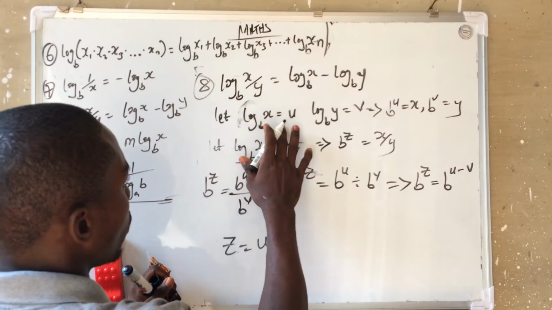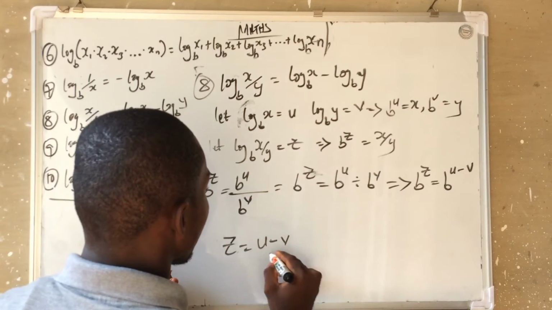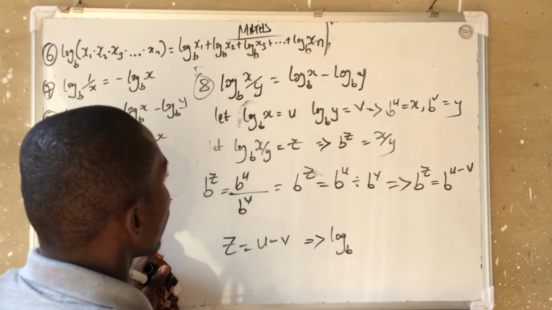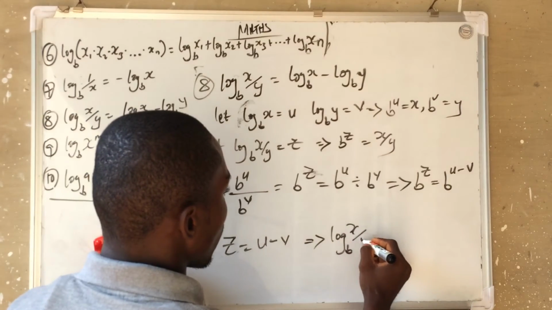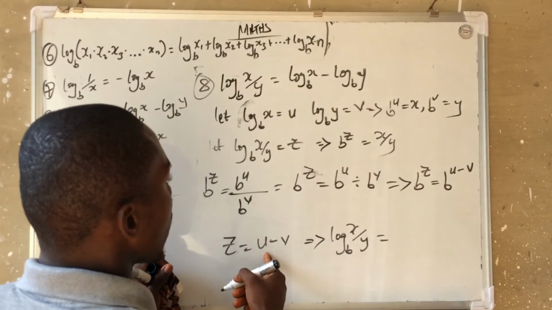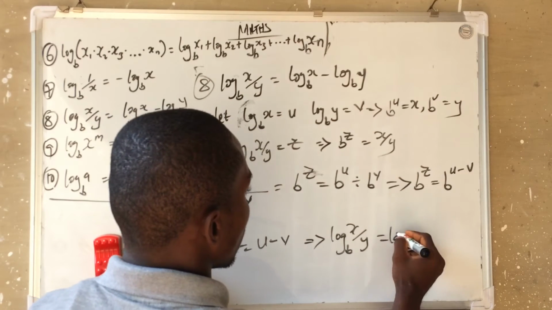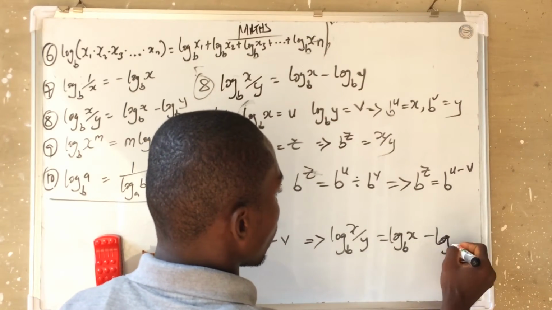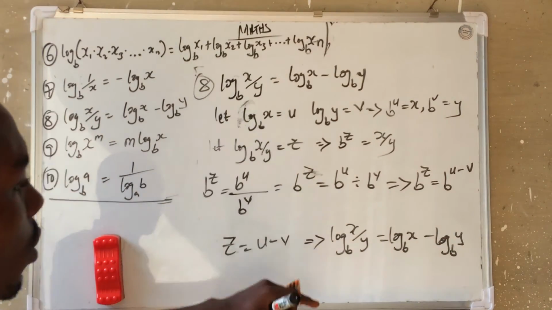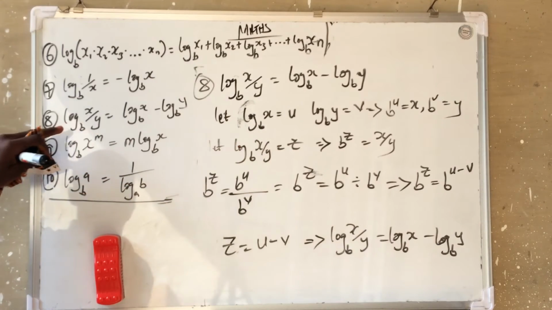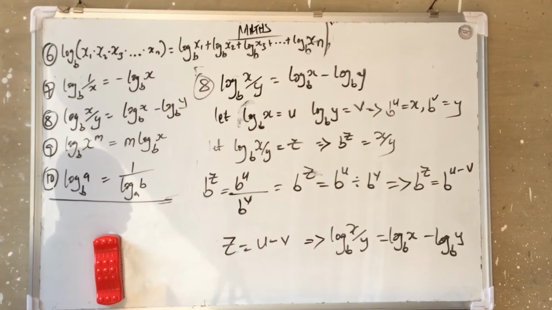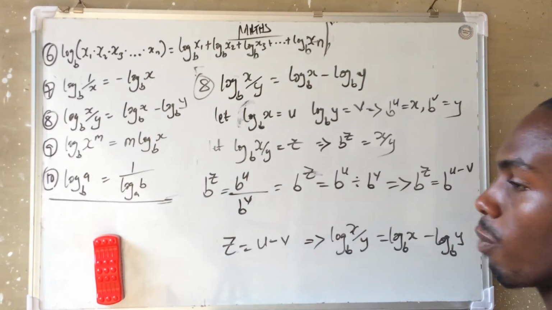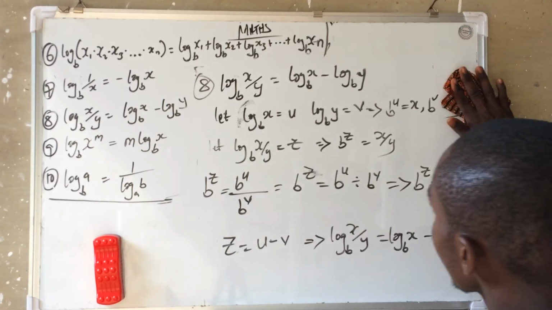So what is my u? Let my z be log to the base b of x over y, my u is log to the base b of x, and my v is log to the base b of y. Now having done this, you see they are the same thing we have here. So we have succeeded to show that the left hand side is equal to the right hand side, meaning that we have proved that law of logarithm.